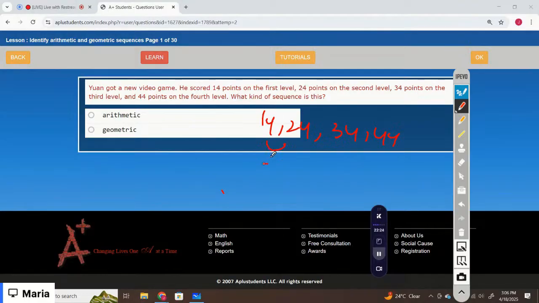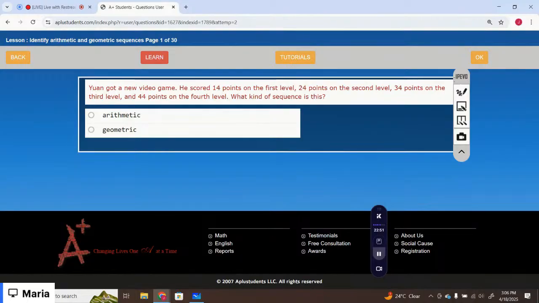So 14 plus 10 is 24, 24 plus 10 is 34, and 34 plus 10 is 44. So every time we keep adding 10. That means that is the arithmetic sequence because the term you are adding every time is exactly the same. Option number one is the correct option.